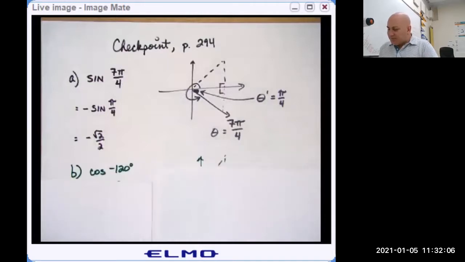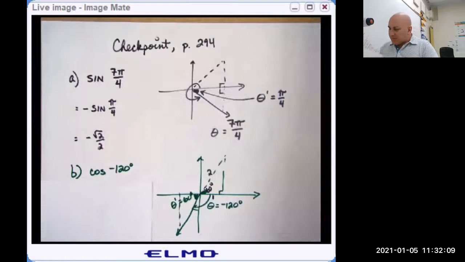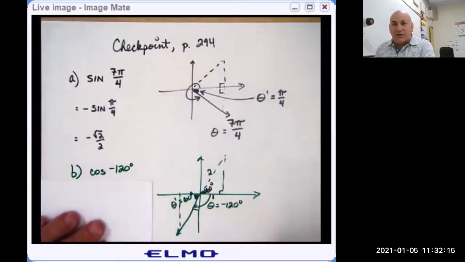And then, how do we determine the cosine of negative 120 degrees? Recall that positive angles are rotated counterclockwise, negative angles are rotated clockwise. So here's 120 degrees in the negative direction. What is this reference angle down here? It's 60 degrees.